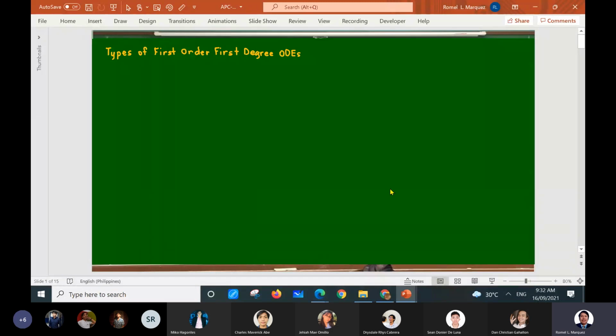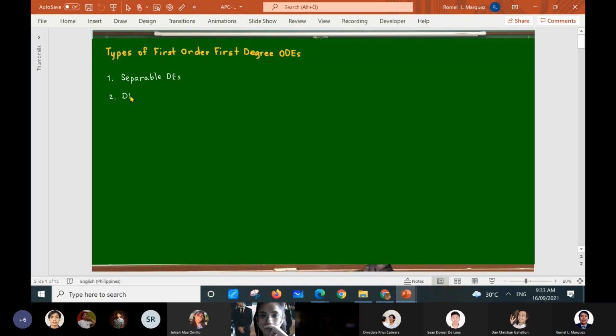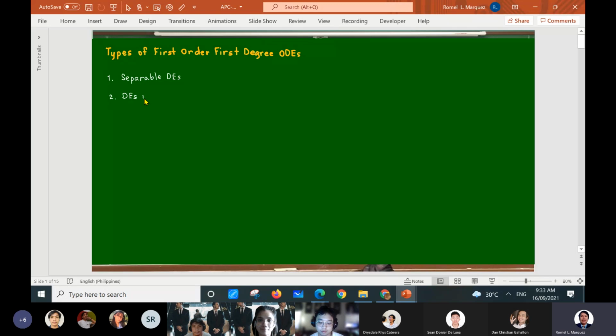So our topic for today: types of first order, first degree, ordinary differential equations. Under here, there are 9 types that we're going to discuss. Number 1, we have separable differential equation. Number 2, we have differential equations with homogeneous coefficients.